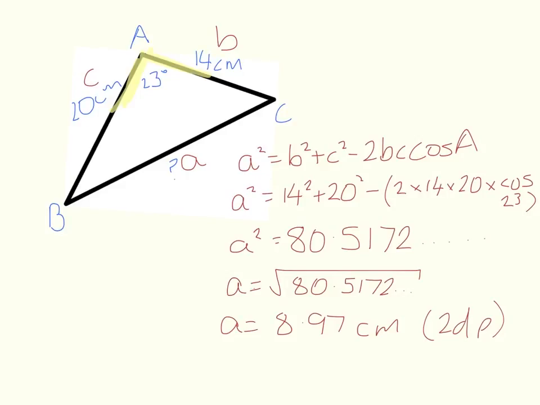Okay, so I knew to use the cosine rule because I was asked to calculate a side, and the angle that I was given was sandwiched in between the two lines. That's how I knew to use the cosine rule. I plugged in the values into my cosine rule, made sure I put this last term in a bracket, get a value for a squared, and take the square root.